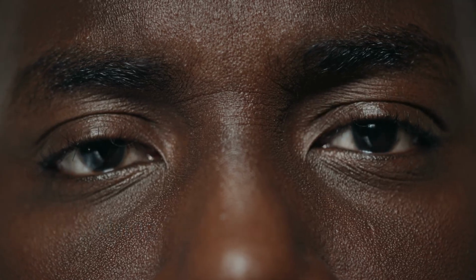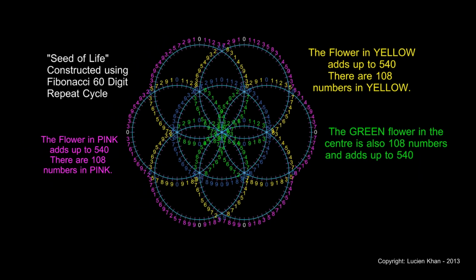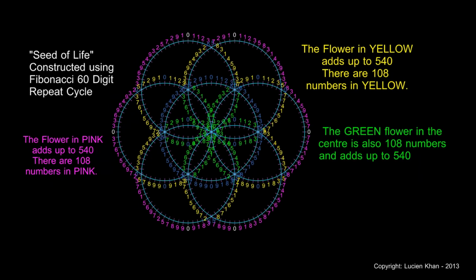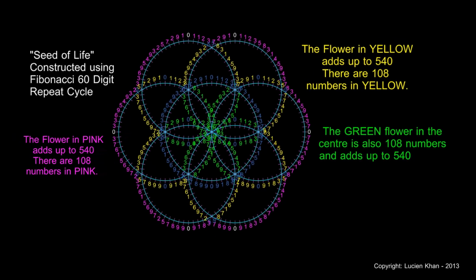This is astonishing. When I create the seed of life using the Fibonacci 60-digit clock, it reveals a flowering pattern of numbers encoded with perfect mathematical symmetry. Words cannot adequately describe what we are seeing.